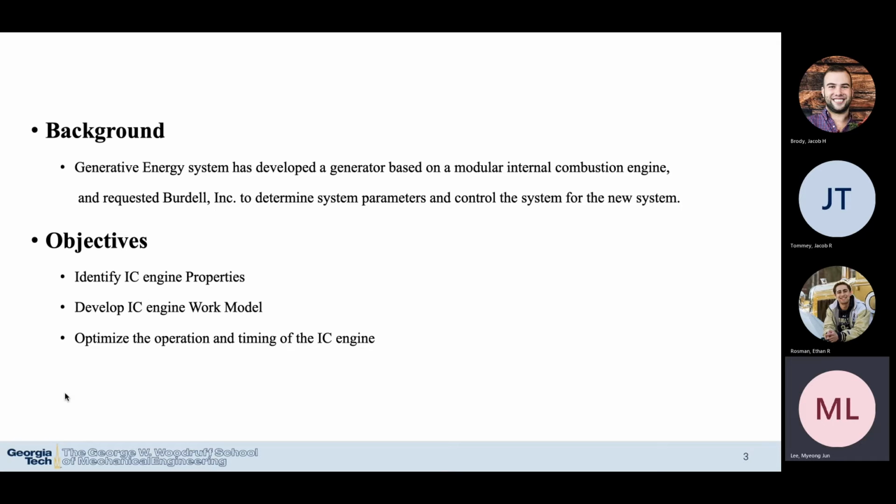To introduce the IC Engines Lab, we are going to go over backgrounds and objectives first. This engine is developed by General Energy System. They developed a general generator based on a modular internal combustion engine, and they requested further work to determine the system's parameters and control the system for the new system. The objectives for this lab are to first identify IC engine properties, then develop the IC engine work model, and lastly, to optimize the operation and timing of the IC engine.